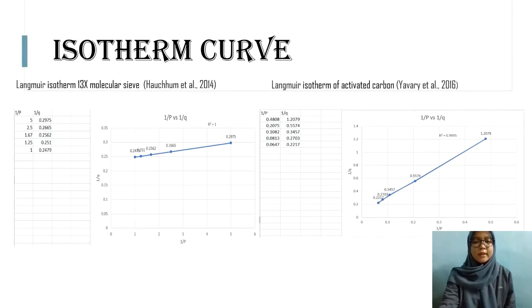After calculating the data based on the journals, linear graphs are obtained. After correlating the adsorption equilibrium data with the Langmuir equation, this isotherm is chosen because it gives the highest R-squared value in the linear graph compared to the Freundlich isotherm. The first graph shows the Langmuir isotherm of 13X molecular sieve, which gives an R-squared value of 1, and the second graph shows the Langmuir isotherm of activated carbon, which gives an R-squared value of 0.9995.